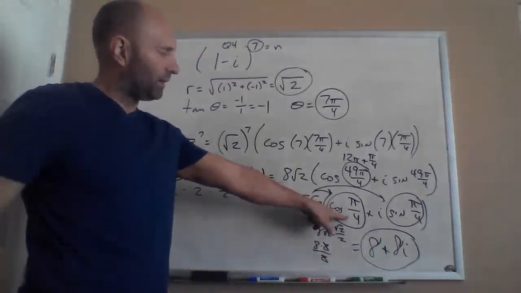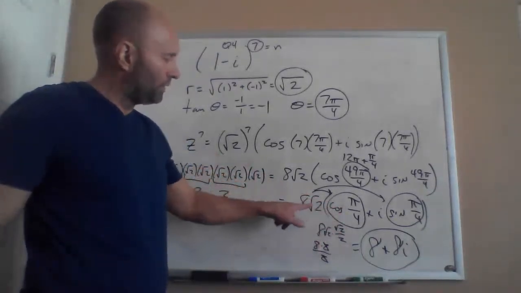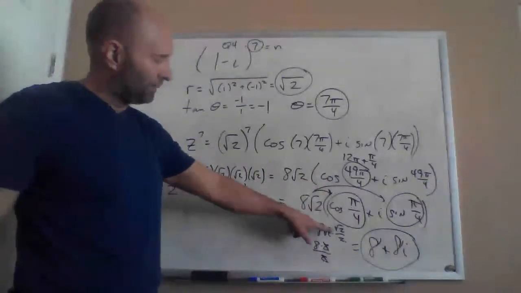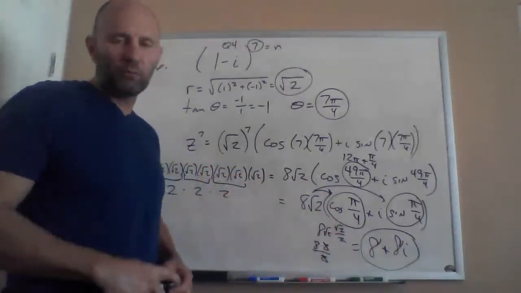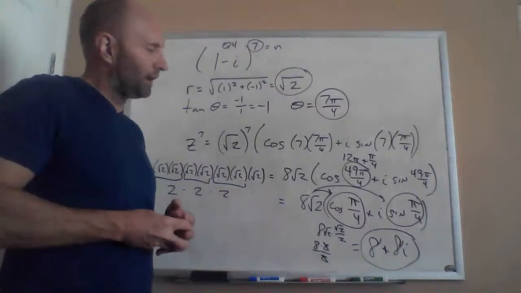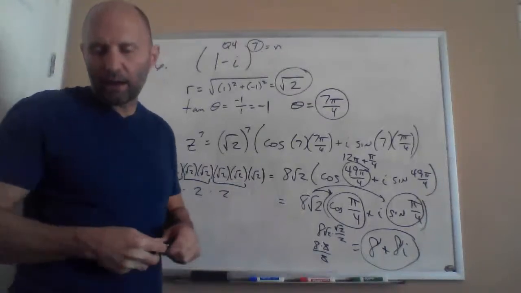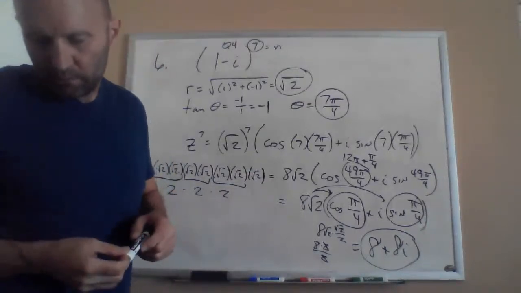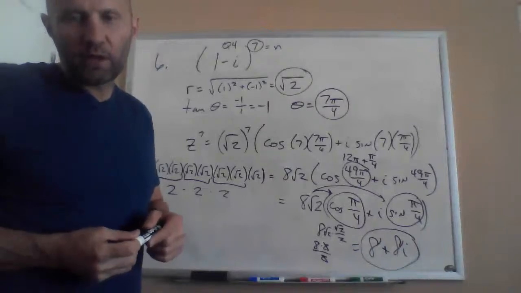You take cosine of pi over 4, that's square root of 2 over 2. Multiply 8 root 2 times that. The 2's cancel out. I'm just left with 8. Your answer is 8 plus 8i. Questions on that one?